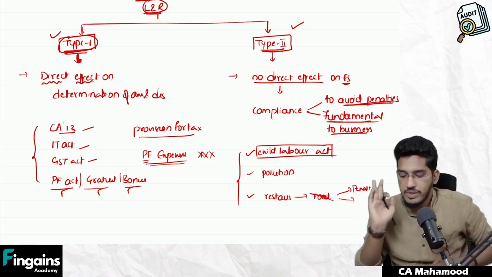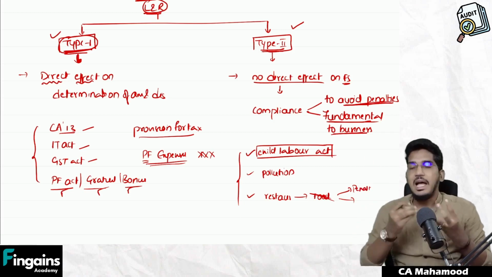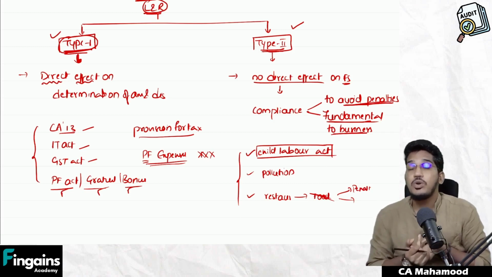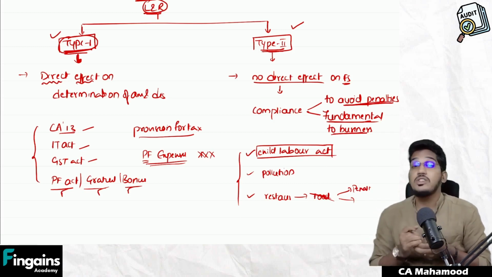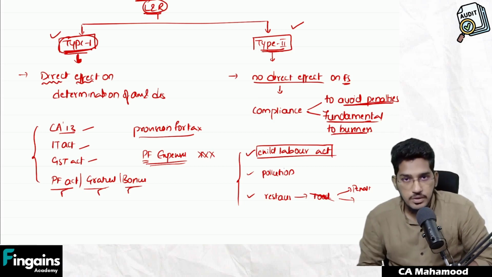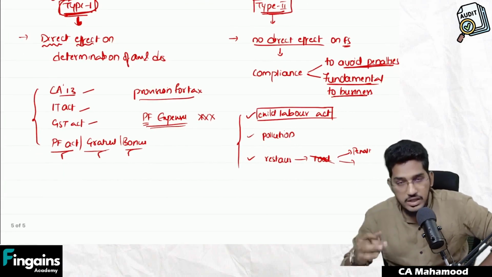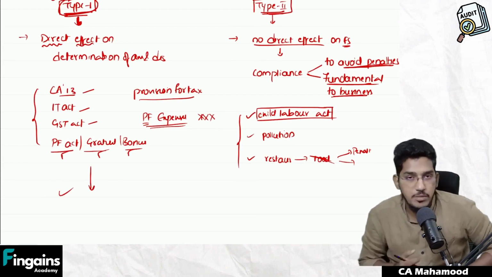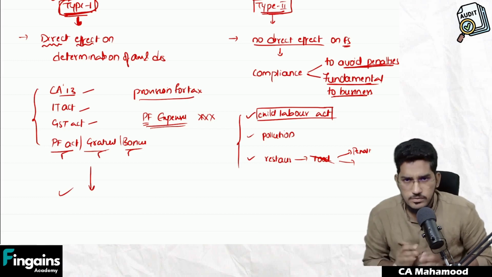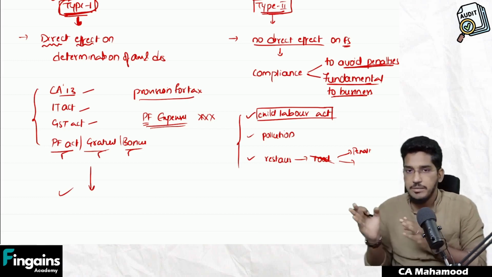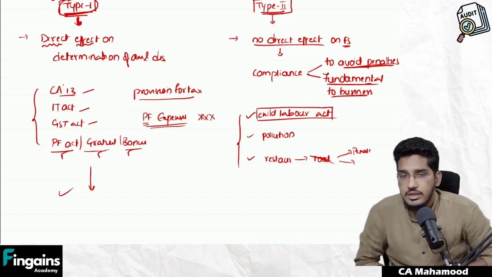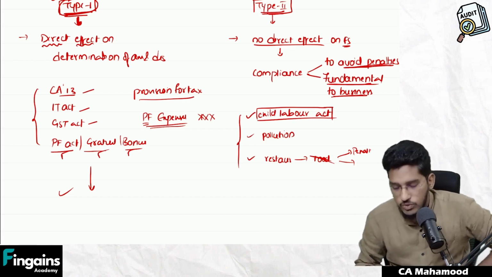For the auditor's responsibilities, we have divided laws into two categories, type 1 and type 2. I am asking you one simple question: regarding which laws and regulations should the auditor be more concerned? Type 1 or type 2? It is purely common sense that the auditor has to be more concerned about those laws and regulations which have a direct effect on determining amounts and disclosures in the financial statements. That's what even the standard told.